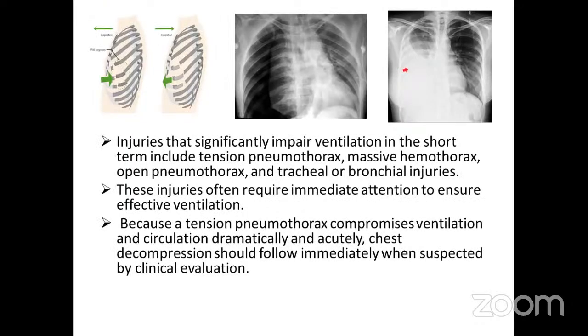So what do you look for? The injuries that significantly impair ventilation are tension pneumothorax, massive hemothorax, open pneumothorax and tracheobronchial injuries. In these, the patient will not give you a significant amount of time and these should be reacted to very fast. How you look for a flail chest: in a patient normally, when we inspire, the ribcage moves outward and when we expire, it moves inward.